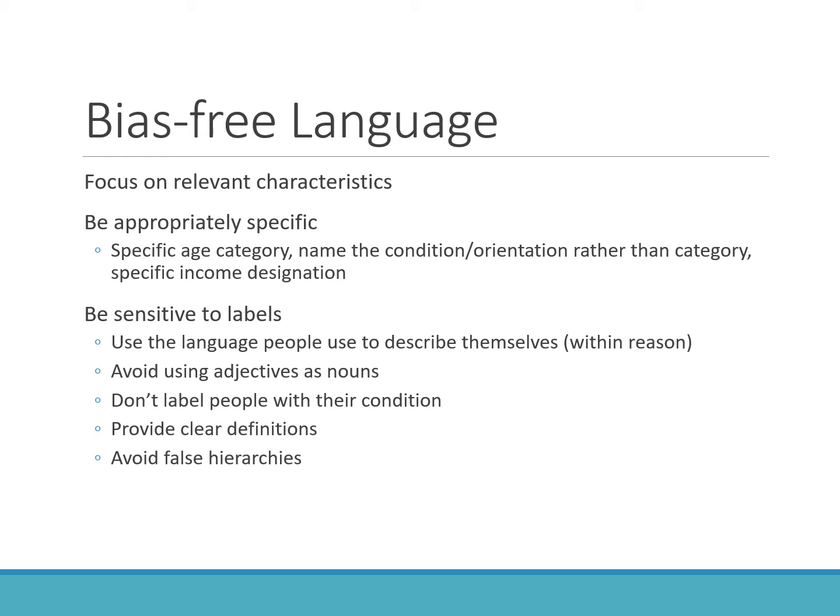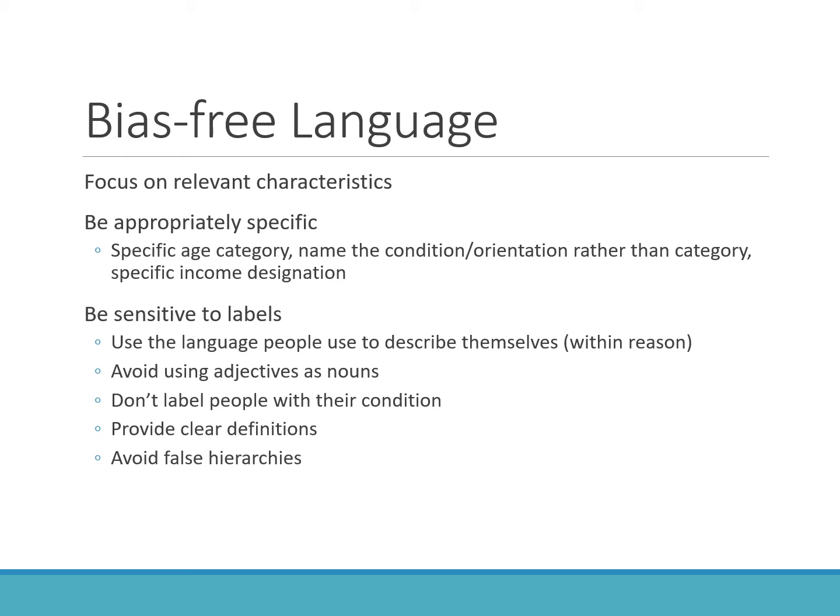So the reading for this week was from the AP manual, and it focuses on bias-free language. If you haven't already, make sure that you read that because it goes into much more detail. But some general characteristics to be thinking about. First, you want to focus on relevant characteristics. If there are characteristics that aren't relevant to whatever project or point you're talking about, then you don't necessarily need to include detail. But you want to be appropriately specific.